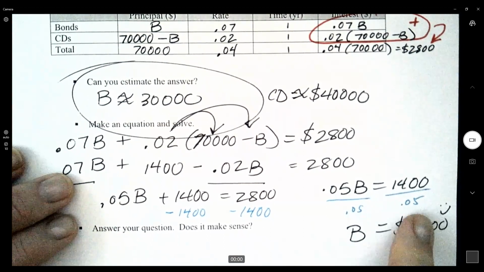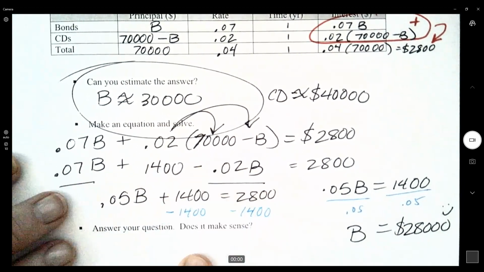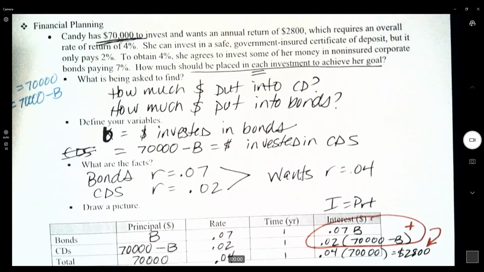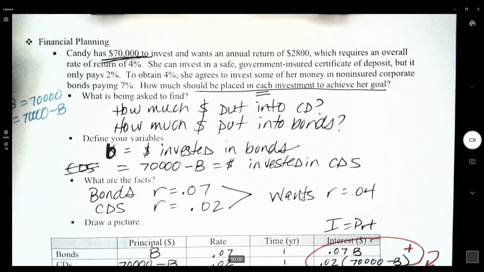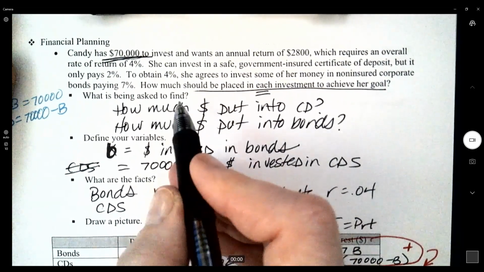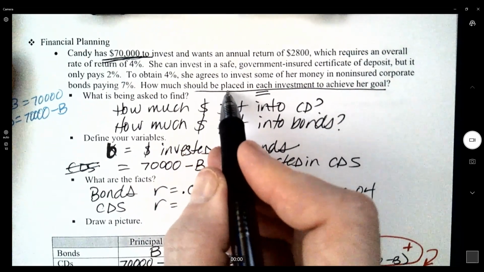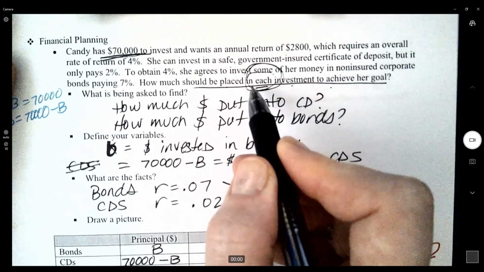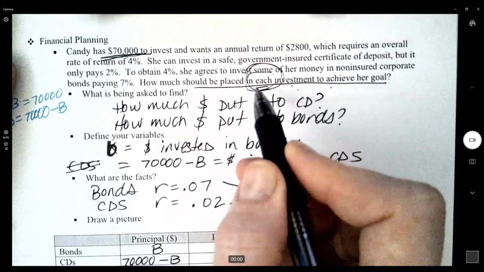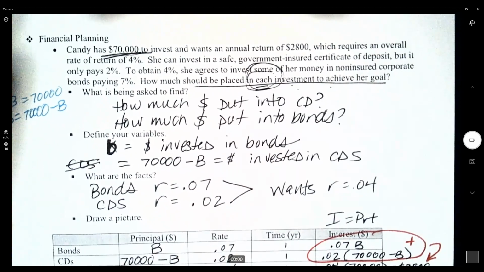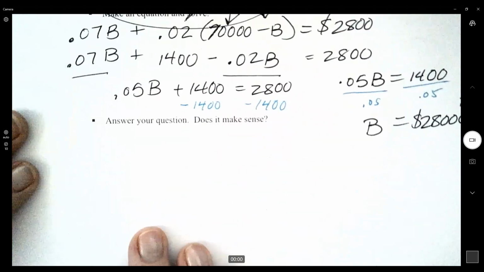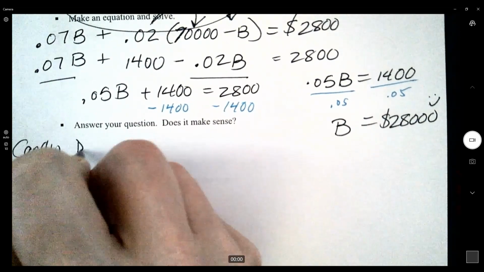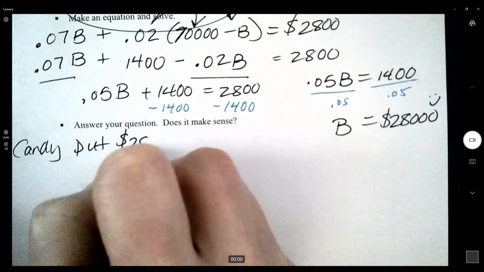Okay, so I've solved the equation, but now I got to go back and answer the question. Let's go back to the beginning and find the actual equation. Remember, the question that is being asked is how much should she place in each investment? So not just the bonds, but also how much should she place also in the CDs? So we got to answer both questions. So we know that Candy should put $28,000 in bonds.